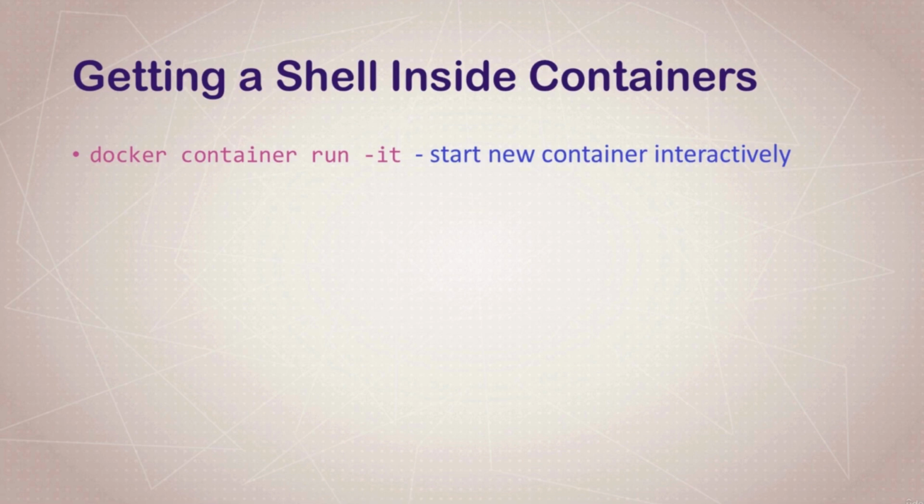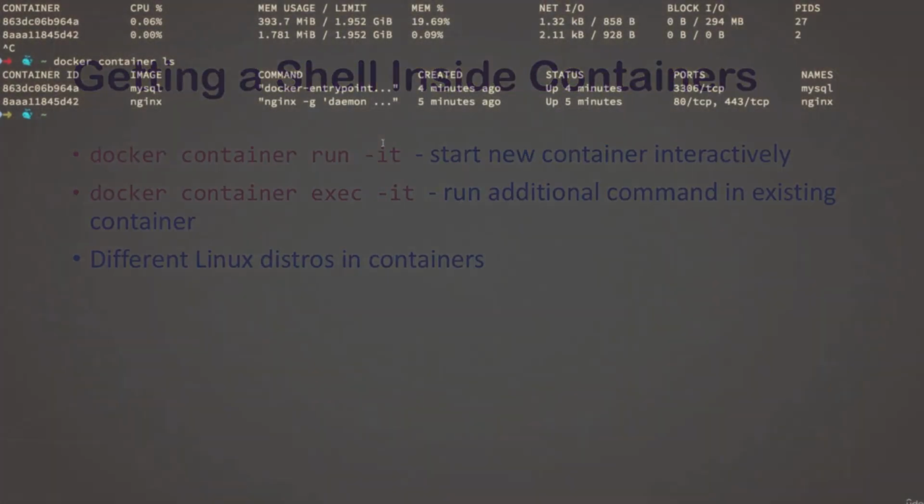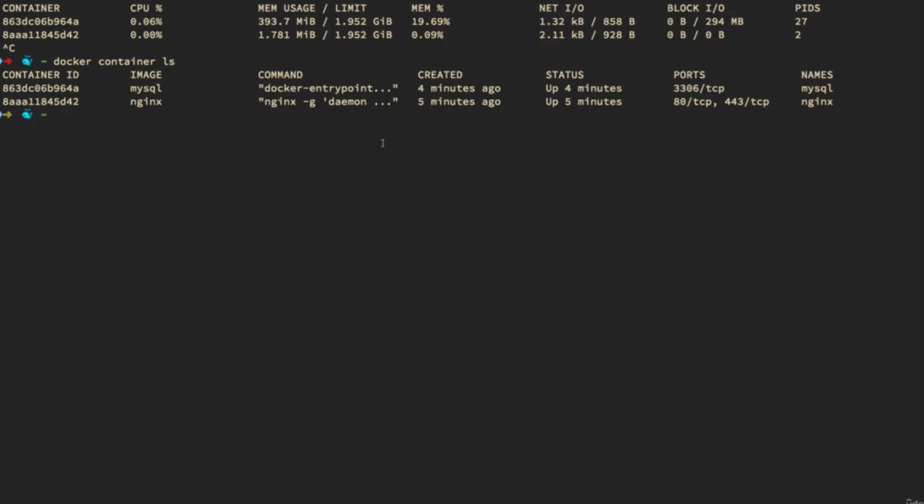The first one is container run with a -it, and we'll talk about how the -it works to actually get a shell inside the container. And then for running containers that you want to run a second process, you can also use the container exec, and we'll show several examples of that. And then along the way, we're going to actually mention a few differences between a regular Linux distribution like Ubuntu for installing on a virtual machine or on hardware, and then what those Linux distros are like inside of a container. Let's get started.